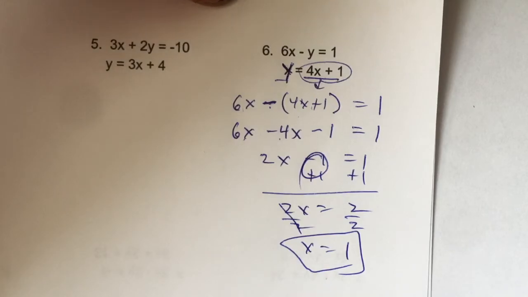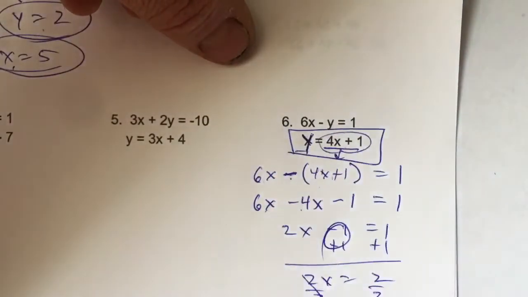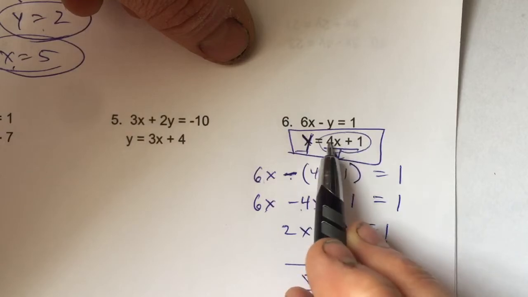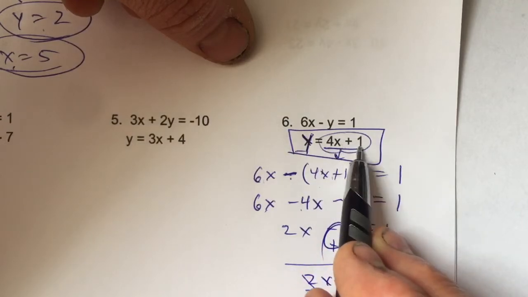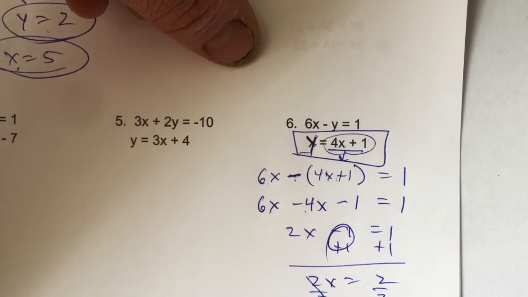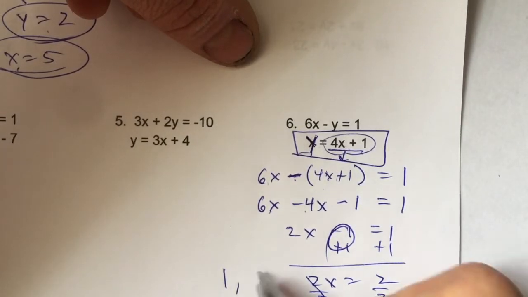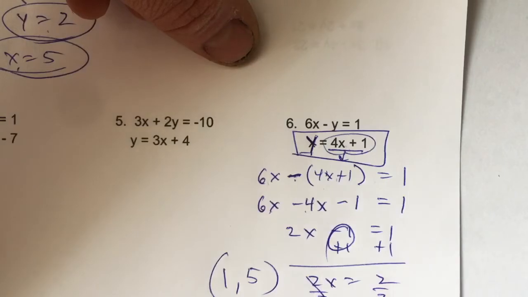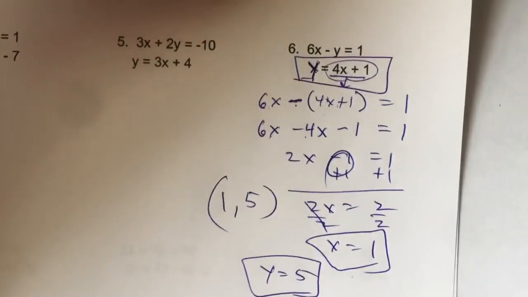What would y be? Same thing, just go right in here. If I put 1 in right here, 4 times 1 is 4, plus 1 is 5. Y would be 5. And there are my 2 variables. Well, the x one is first, and then the y one would be second. So there's my solution. Okay?